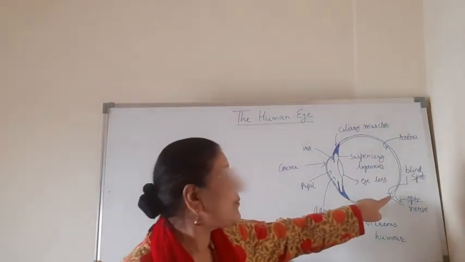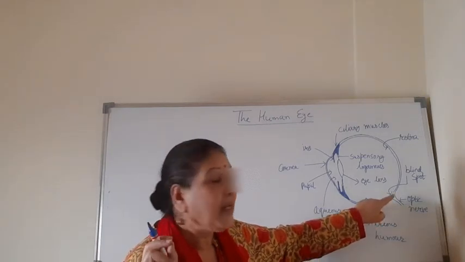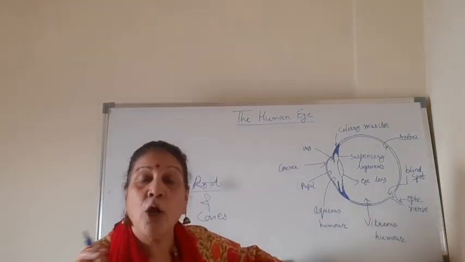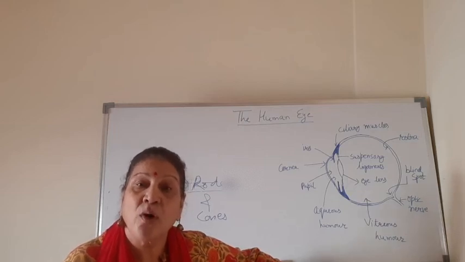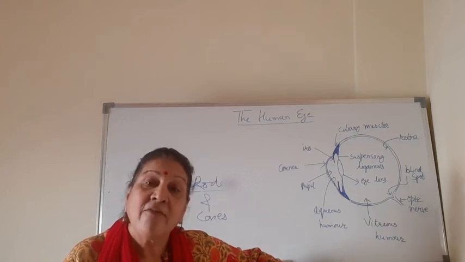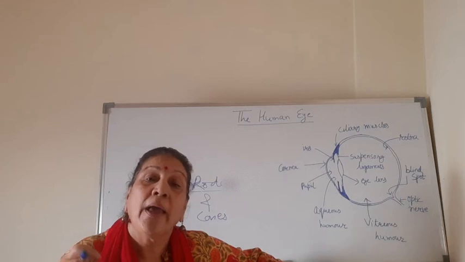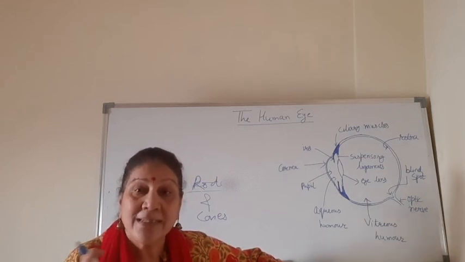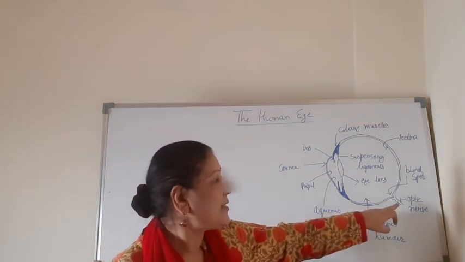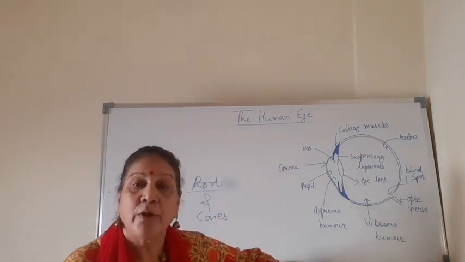We have a blind spot here also. At the junction where the optic nerve meets the retina, there is a spot called the blind spot, where there are no rods or cones. It doesn't have any cells, so if light falls there, no image is formed. That is why it's called the blind spot. This is all about the human eye.